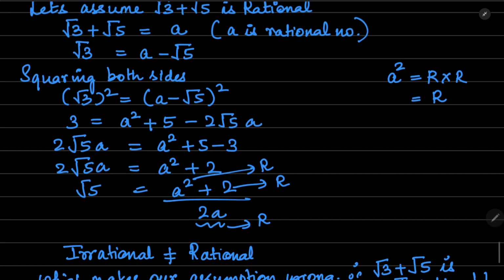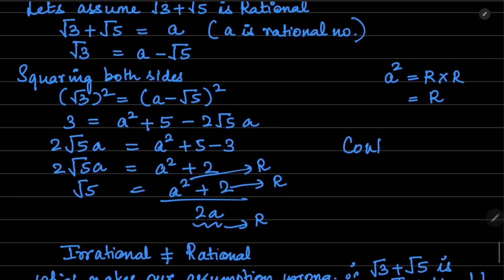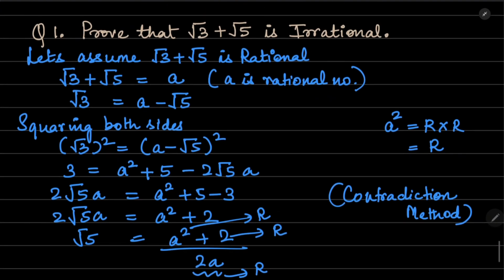So this is how you have to do it. This particular method is called the contradiction method. Let me again explain it to you. When you have to prove that root 3 plus root 5 is irrational, or it could be any two numbers in place of this, first, let's assume that the given number is rational, and let's denote it by a, wherein a is rational. That can be written in the form of p by q.